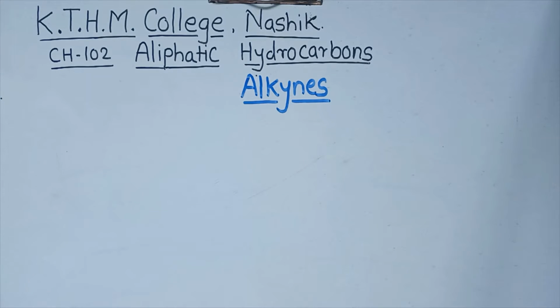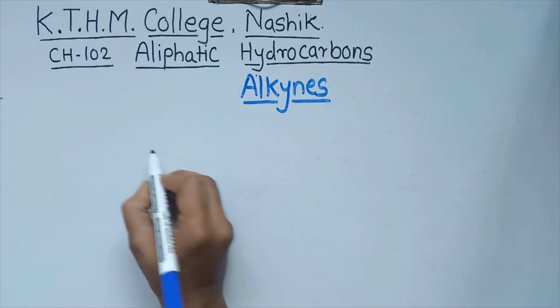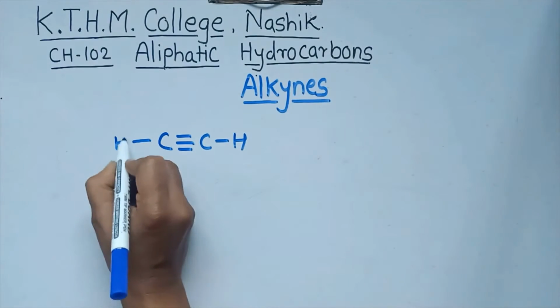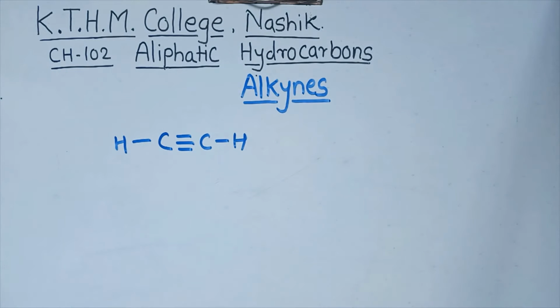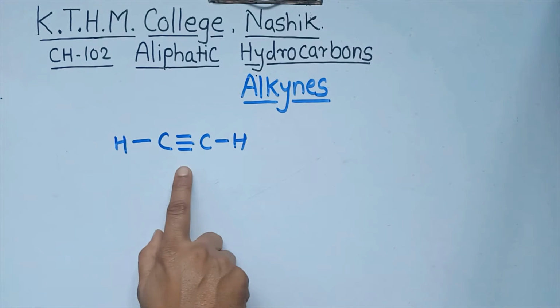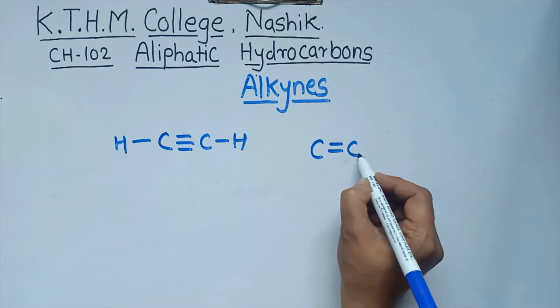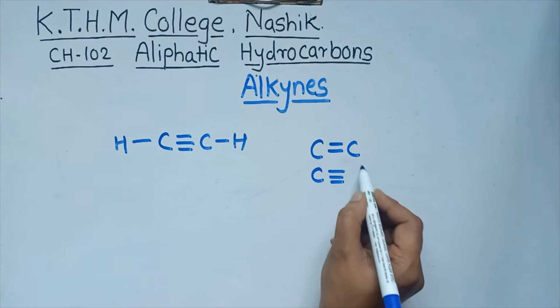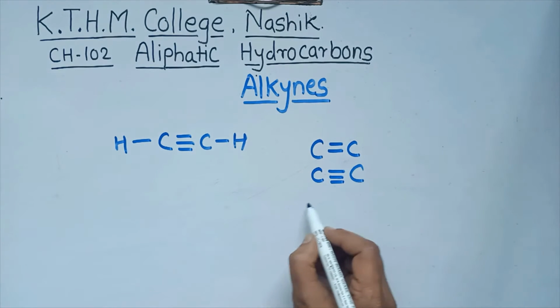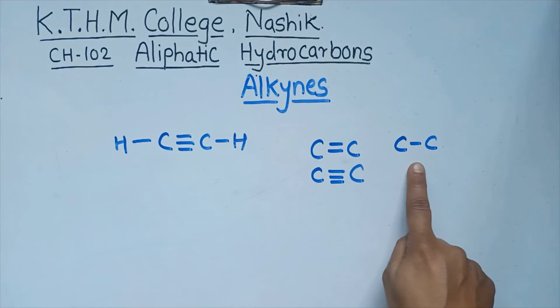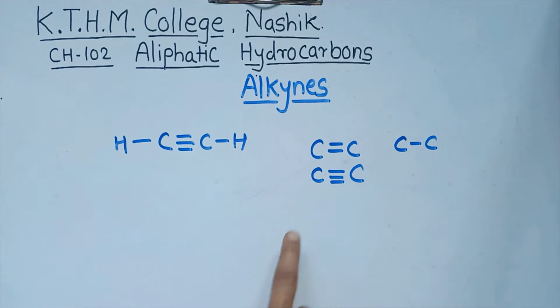Alkynes are unsaturated hydrocarbons containing a carbon-carbon triple bond in their molecule. Okay. Similar to alkene, they are unsaturated hydrocarbons. Unsaturated means what? The compound which contains either a carbon-carbon double bond or a carbon-carbon triple bond. And saturated compounds are nothing but the compounds which contain carbon-carbon single bonds. So alkanes are saturated hydrocarbons while alkene and alkynes are unsaturated hydrocarbons.